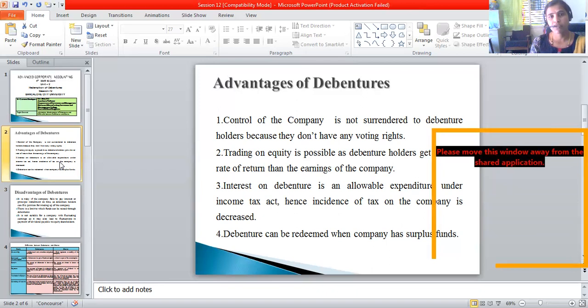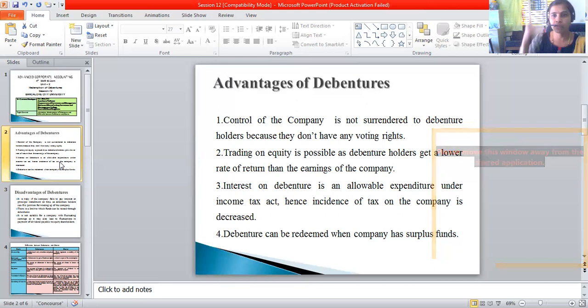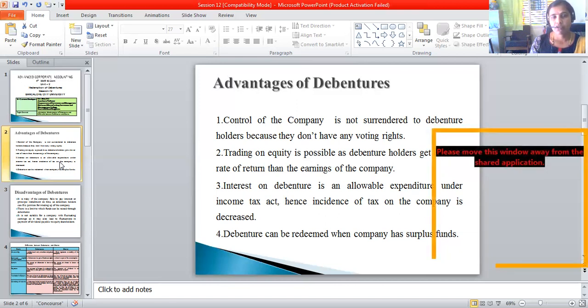So interest on debentures is an allowable expenditure. It can be allowed under the Income Tax Act. Hence, the incidence of tax on the company is decreased. So you can charge it to the P&L account. When you charge the debenture interest in the P&L account, the profit figure is reduced to the extent of the interest that is paid. So that gives an advantage to the company to go with debentures and claim the tax benefits.